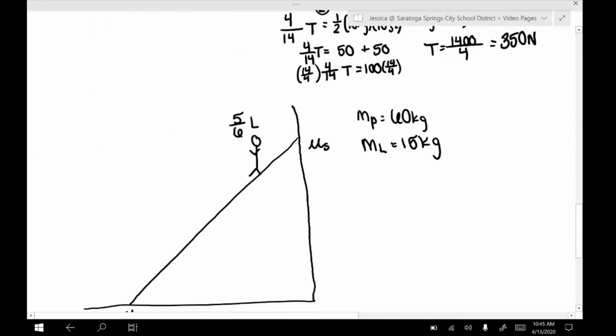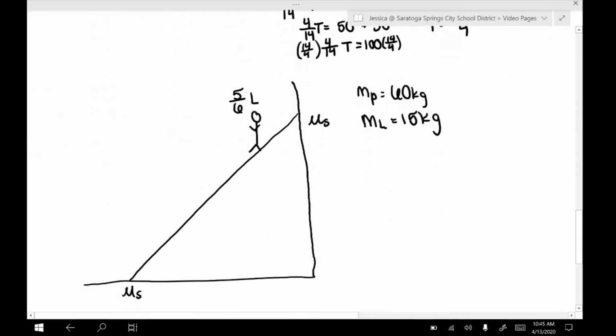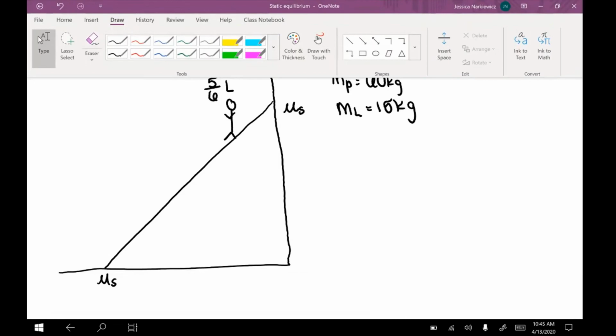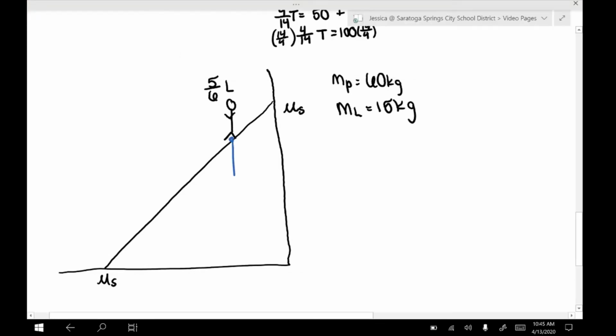Okay? The last type of problem we might see is a ladder problem. And I'm not going to go through and actually solve. I'm just going to set up equations for this one. Okay. So for a ladder problem like this, we have a downward force of gravity from the person. We have at the center downward force of gravity from the ladder, not letter. We have a normal force from the wall.